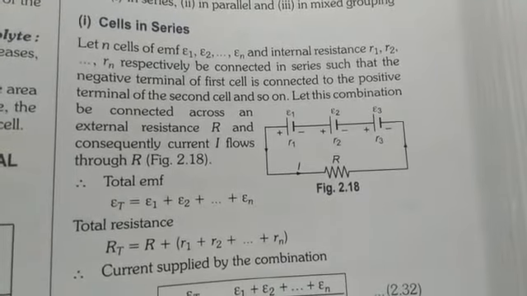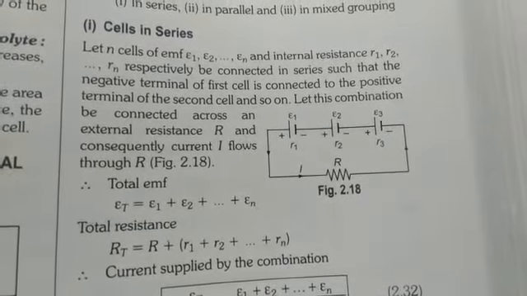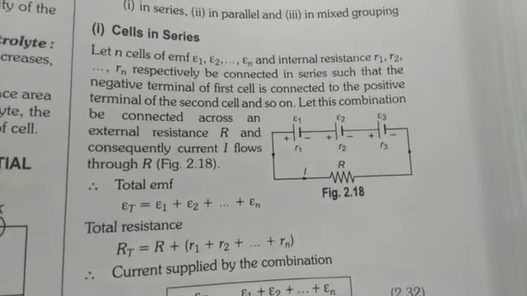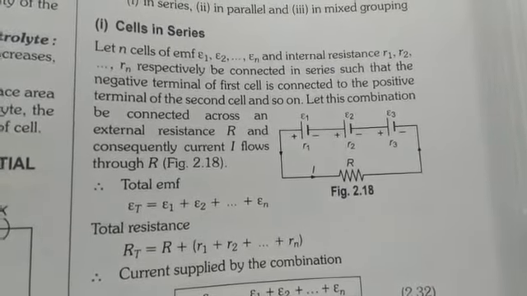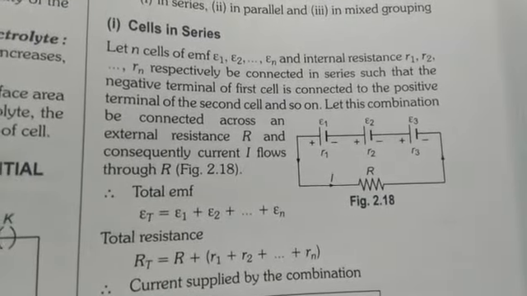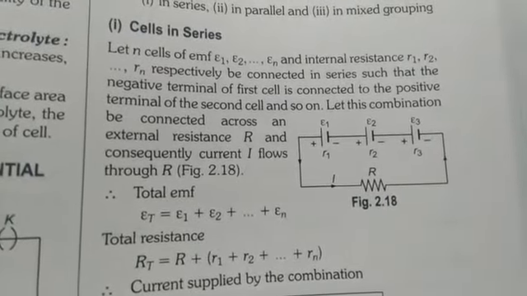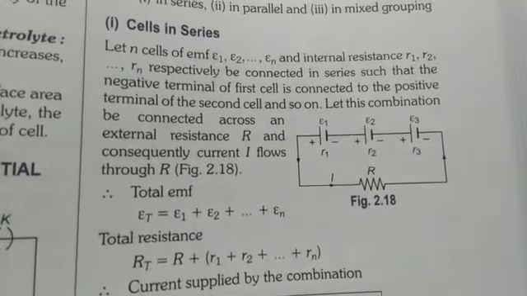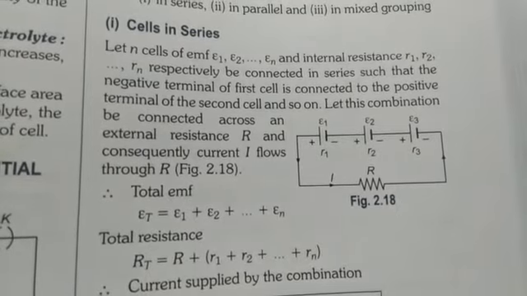Today we are going to discuss the grouping of cells, that is, in series and in parallel. As in the case of resistance, we have already discussed what series and parallel combinations are. So in a series combination, you can see one cell is connected to the other in series.